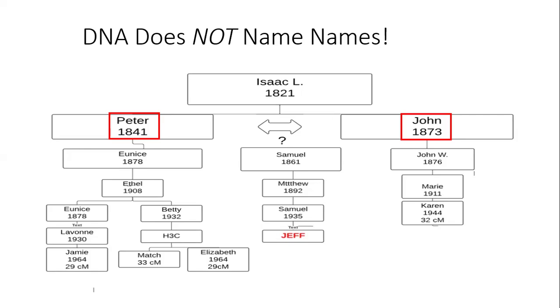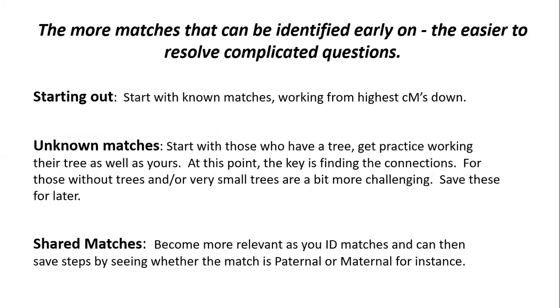Okay. So we're working with matches. When you're starting out, the more matches you identify, the easier it is to identify more matches. Because once they're identified, you've already got the side of the family they're on, and you can look at other matches. But you want to start out with the known matches. Go ahead and, whatever program you're using, or if you're doing it on your own records, work from the highest centimorgans down. And this is going to give you practice recognizing relationship potentials and utilizing the centimorgans.